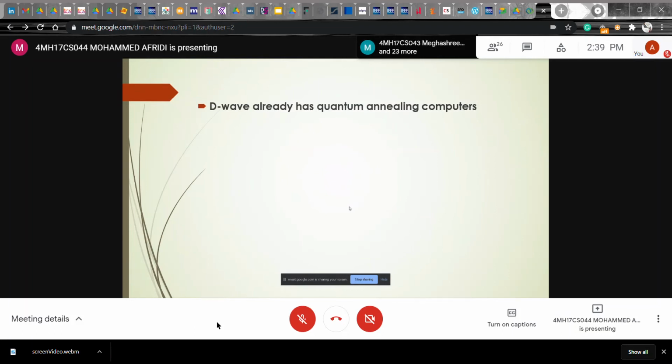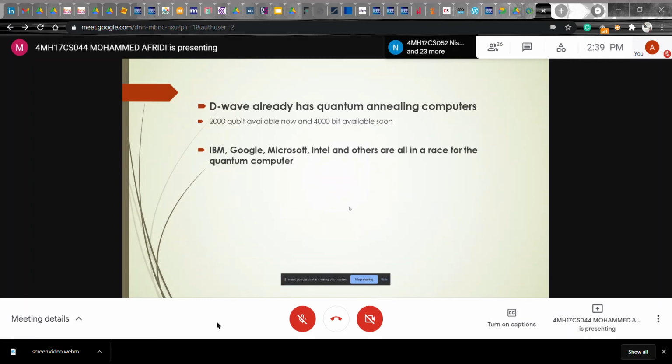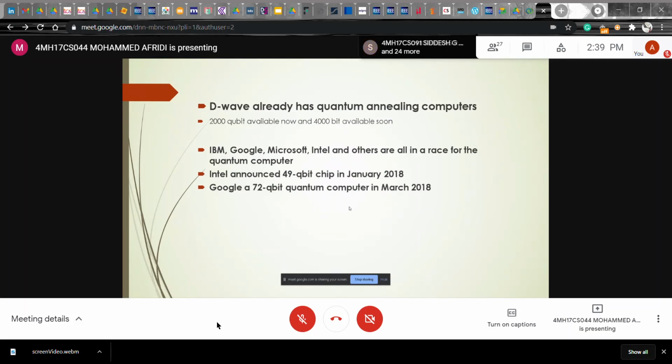D-Wave has already contributed by creating the world's first quantum computers. They have created a 2000 qubit machine, and they are working on a 4000 qubit machine, which will be available soon. IBM and Google have also created quantum computers. Intel has created a 49 qubit chip, and Google has created a 72 qubit computer.